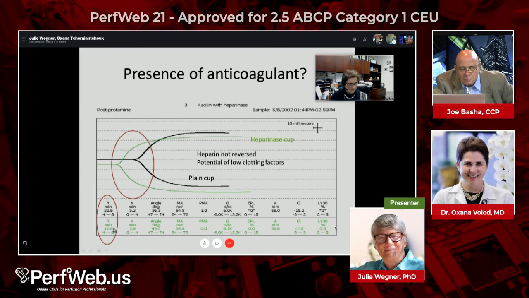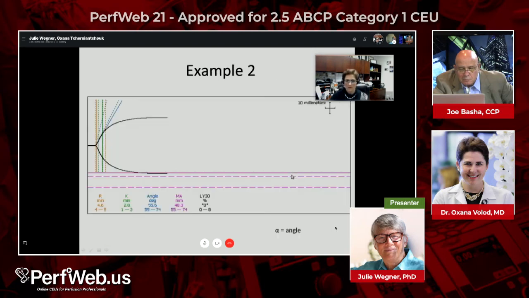And then you still have the potential for low clotting factors because the R value is still a little bit elevated. So again, you reverse the heparin so that these both line up, the heparinase and the non-heparinase cup. Then determine if the patient is still bleeding. And if so, now you know that if the R value is elongated, it might be a clotting factor issue. And from that, you can get to the next stage.